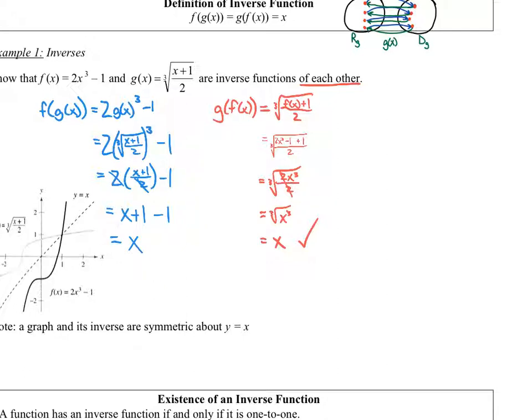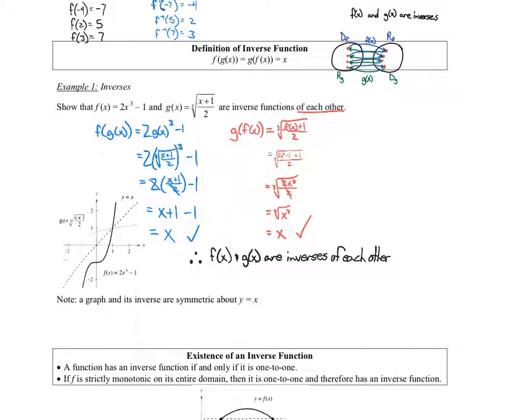So, we've proven both of them, and we should then say, therefore, f of x and g of x are inverses of each other. Okay?